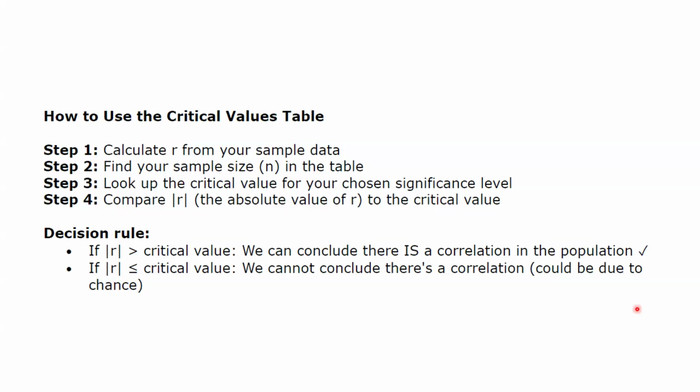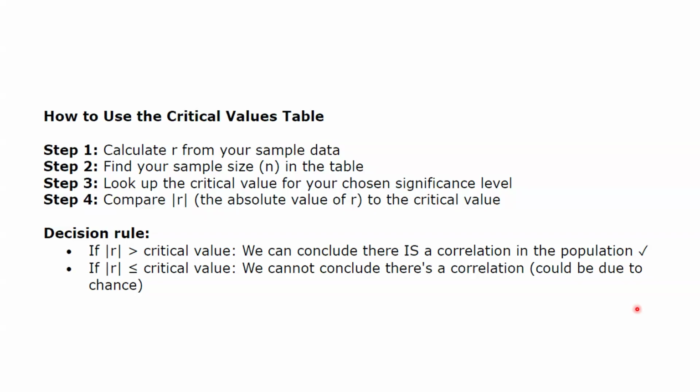So, how to use critical values. Here's the process. The first step is to calculate R from your sample data. Then you're going to find your sample size n in the table of critical values, and look up the critical value for your chosen significance level, whether it's 0.05 or 0.01. This table is located in your text. Then you will compare the absolute value of R to the critical value.